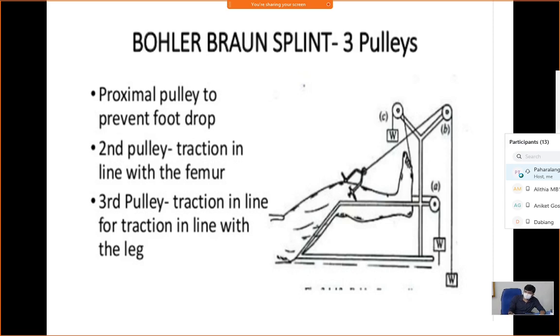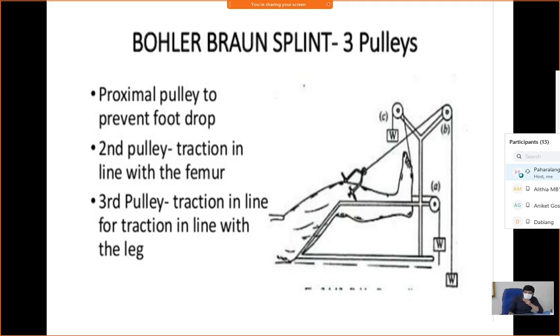There are three pulleys: A, B, C. A is used for giving traction along the tibia. B is used for traction in the femur. Here you can see they have put a pin in the upper tibia and are giving traction for the femur. And C is to prevent foot drop.